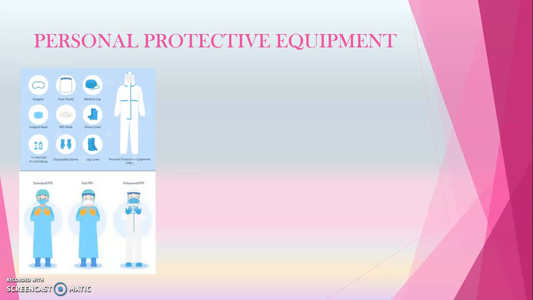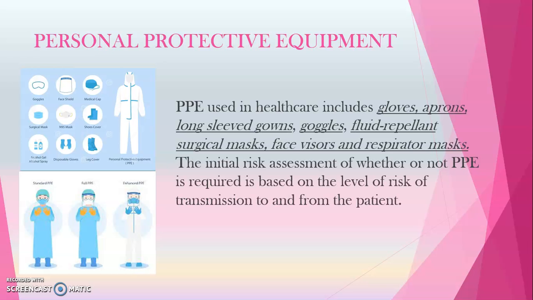Personal protective equipment, also called PPE. PPE used in healthcare includes gloves, apron, long sleeve gown, goggles, fluid repellent surgical mask, face visor, and respirator mask. The initial risk assessment of whether or not PPE is required is based on the level of risk of transmission to and from the patient.